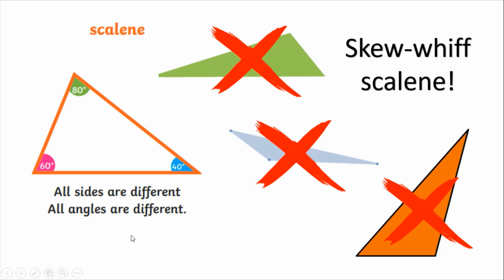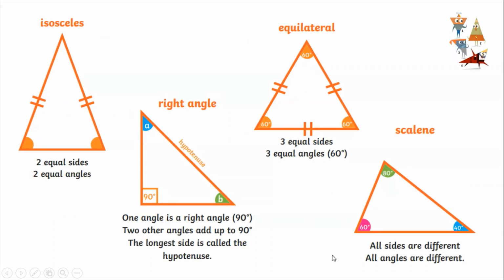Now, let's have a look back at the other triangles. We've got one more to look at. Just remember, skew-whiff scalene. Okay, it's skew-whiff because everything is different. Right, so we have learned equilateral, all the sides are equal. Isosceles, the icy mountain with two sides the same. And scalene, the skew-whiff scalene, all the sides and angles are different.